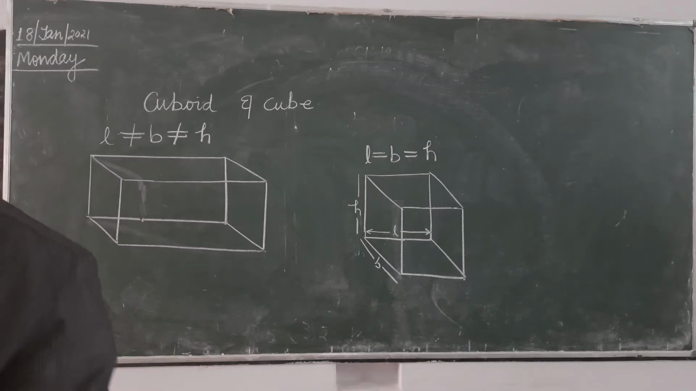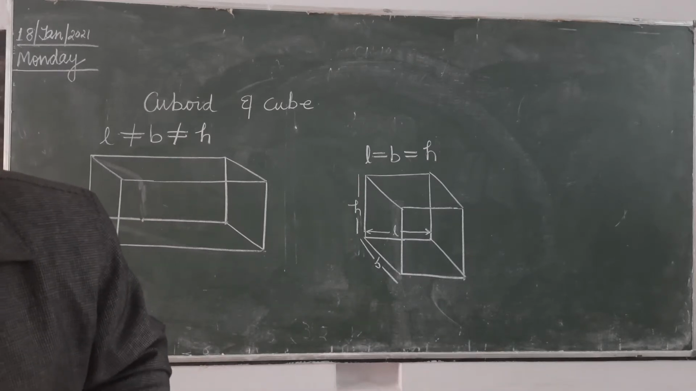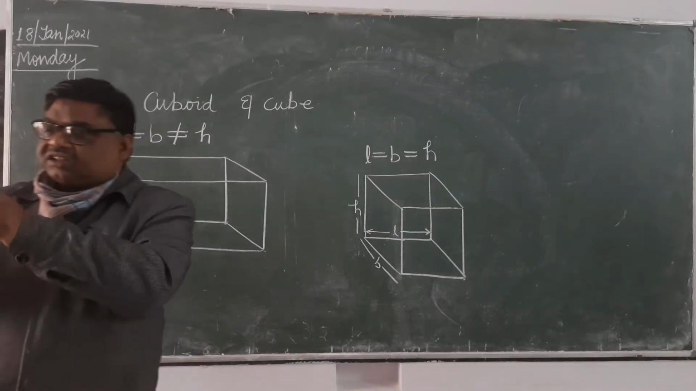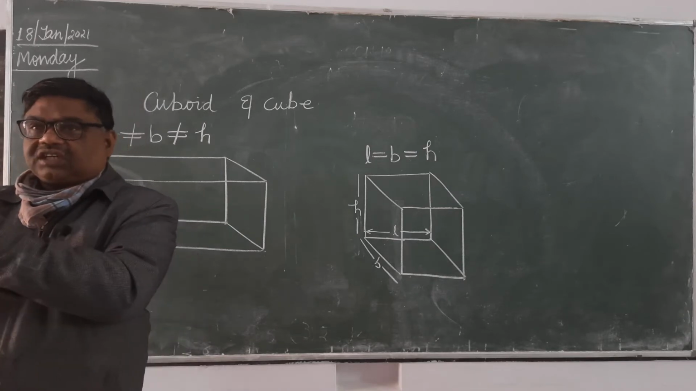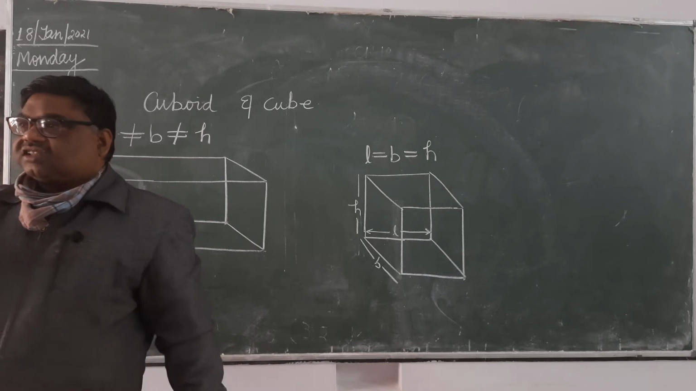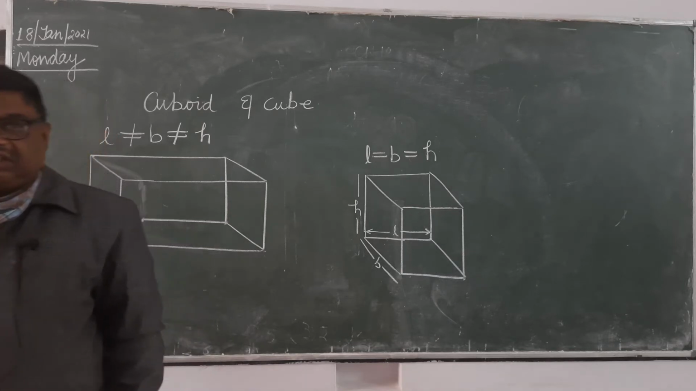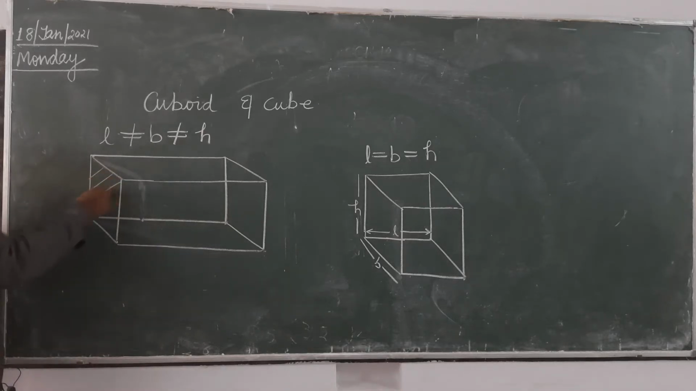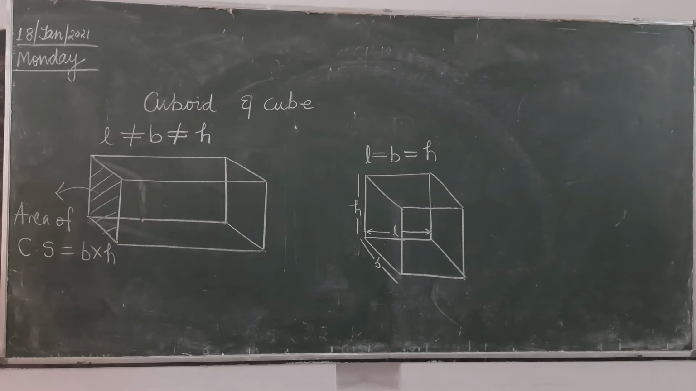Similarly, if you see this chalk piece, here this is its length. What is the cross section? Cross section is this surface. Here the cross section is circular in shape. So here in this diagram what is the cross section? Cross section is this shaded area. What will be its area? Area of cross section will be B into H. You keep on writing also. B into H. Area of cross section.